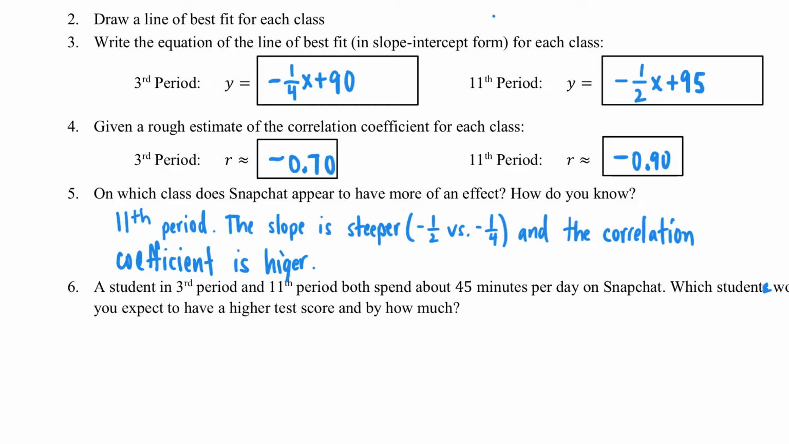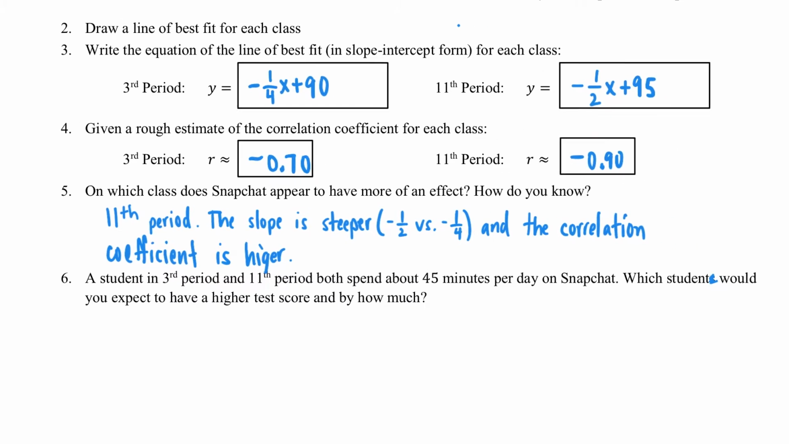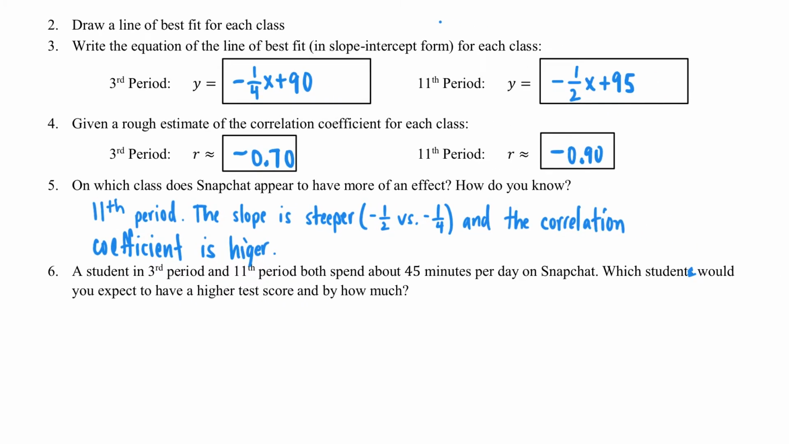Okay, so we're going to say, which student would you expect to have a higher test score by how much? We're going to say a student in third period. And by how much? I would say by about 5 points. Now, is it possible for somebody in 11th period to score better than somebody in third period? Yeah, absolutely. But we would kind of expect somebody in third period to score a little higher.